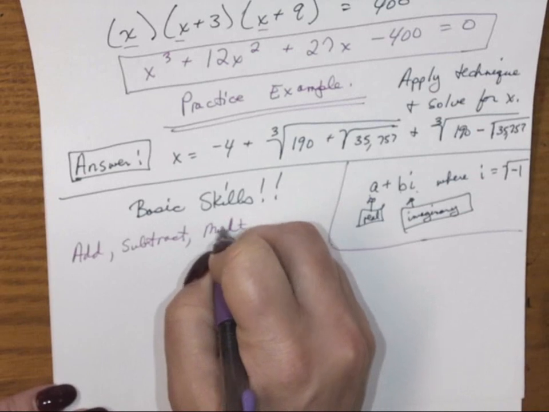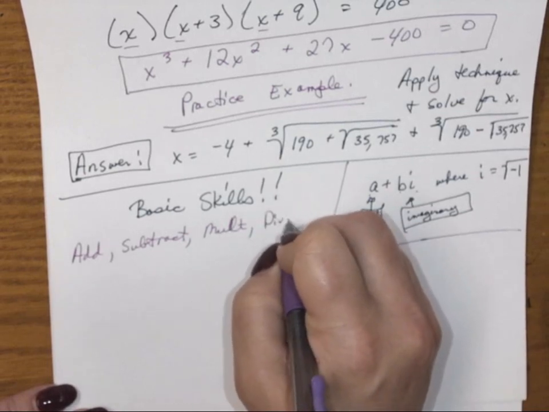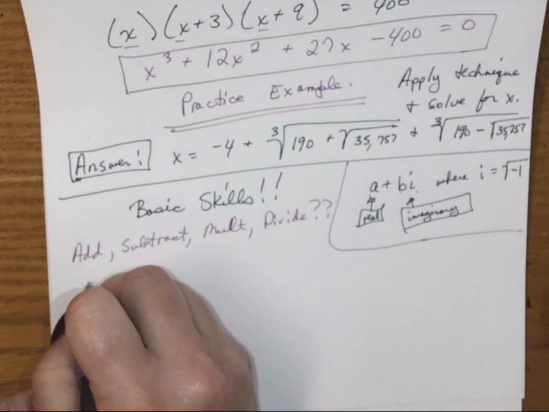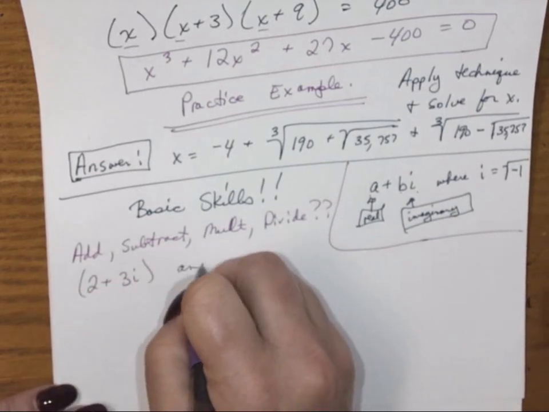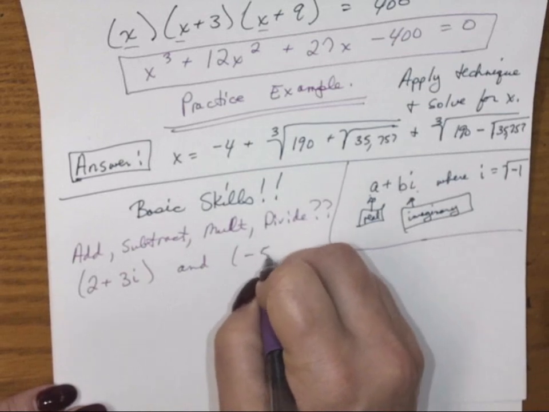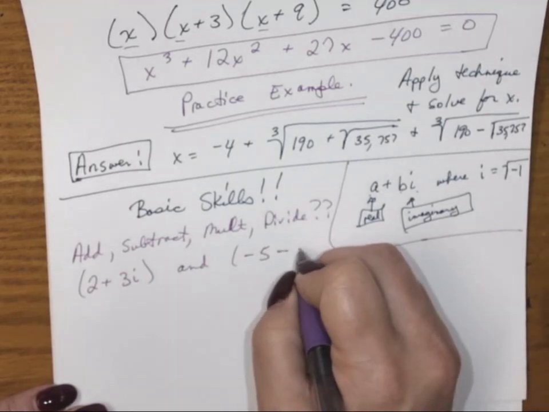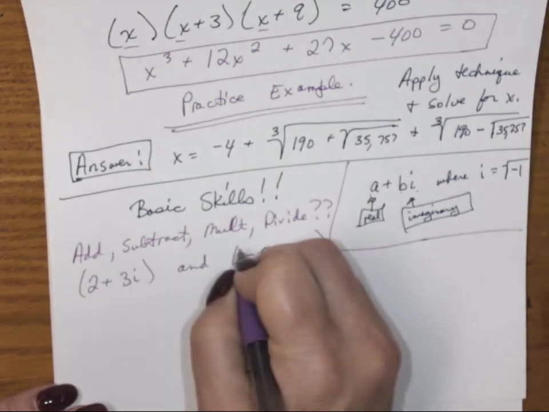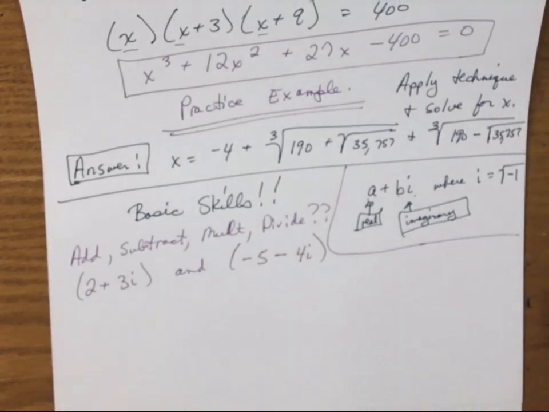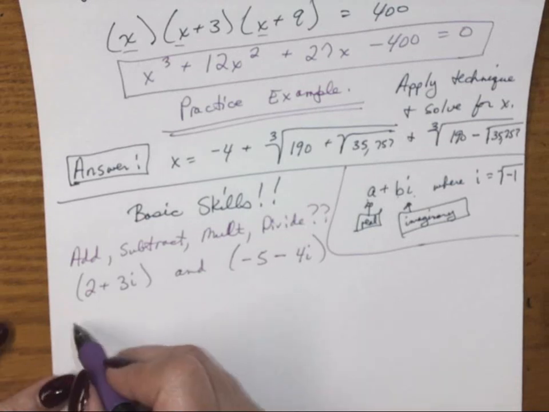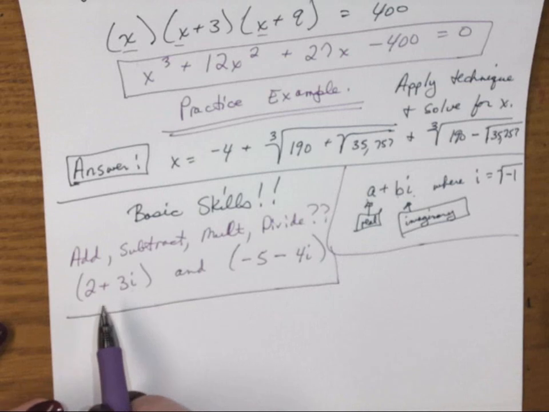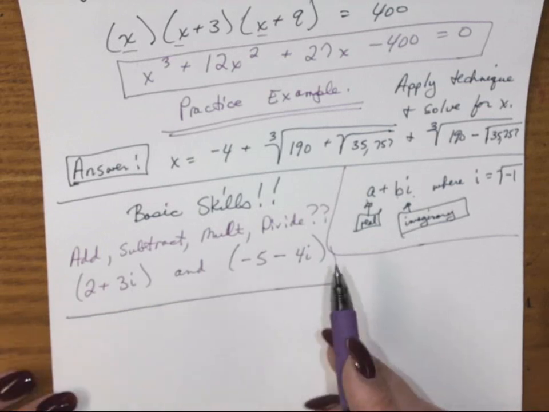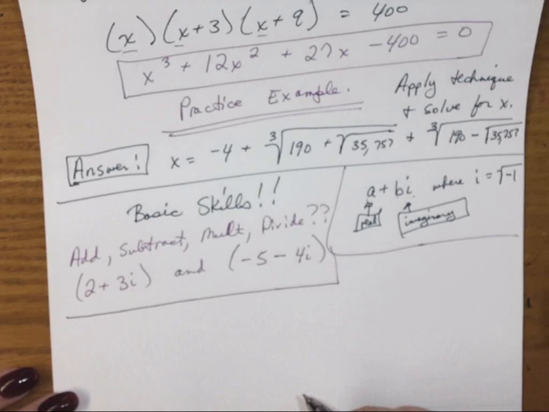If you don't remember, pick two numbers, and it doesn't really matter what they are. Let's say 2 plus 3i and negative 5 minus 4i. That'll work. Okay. And see if you can add, subtract, multiply, and divide those out. And of course, if you're not sure, remember a couple of things. You generally treat i as if it was any other variable. So when I do i times i, it's i squared, that kind of stuff.